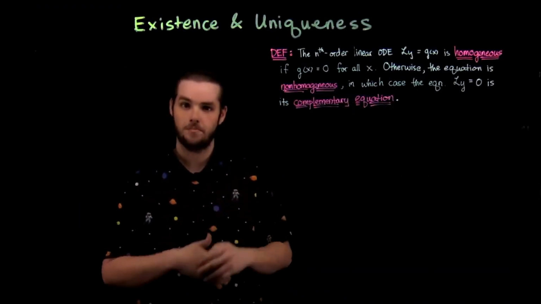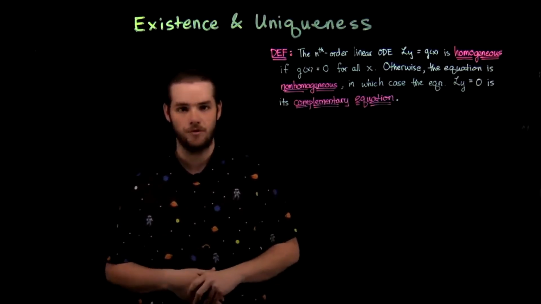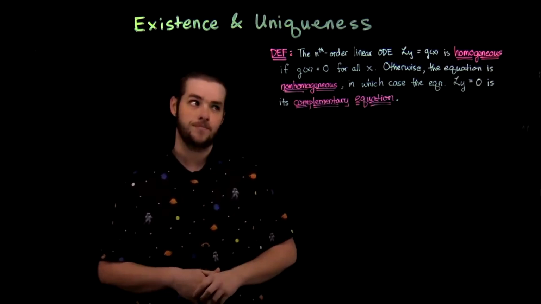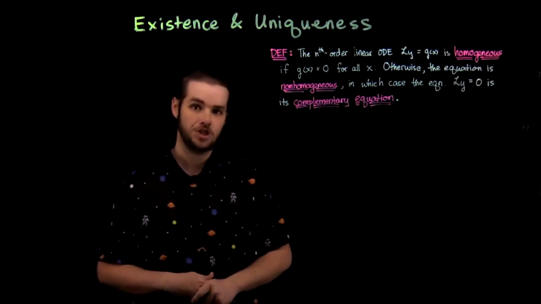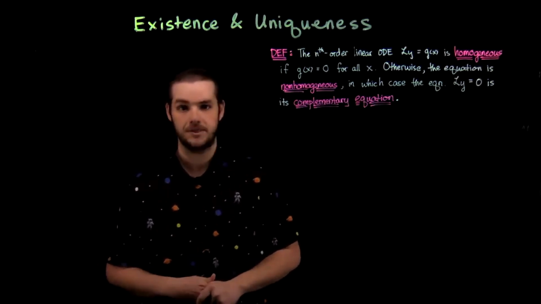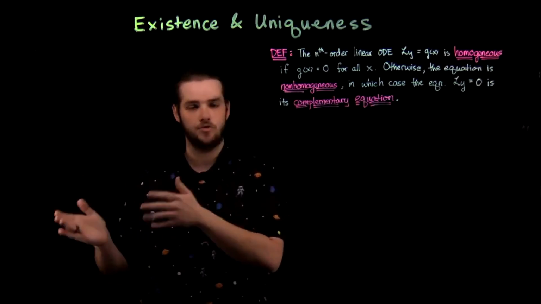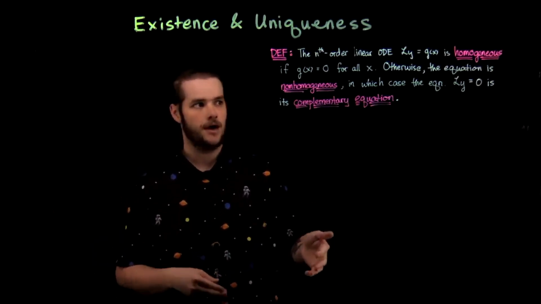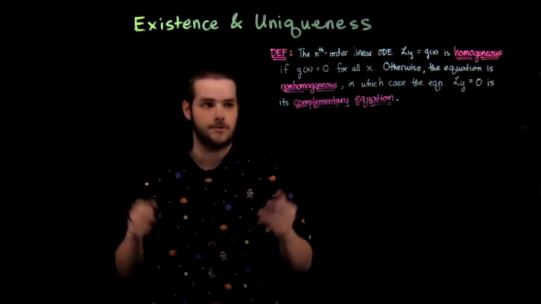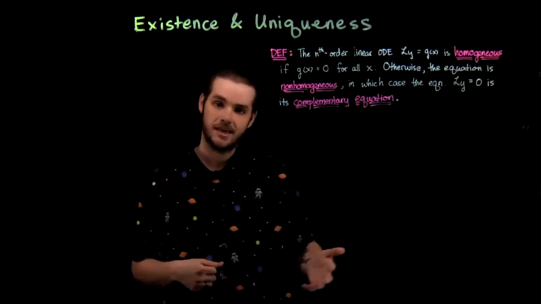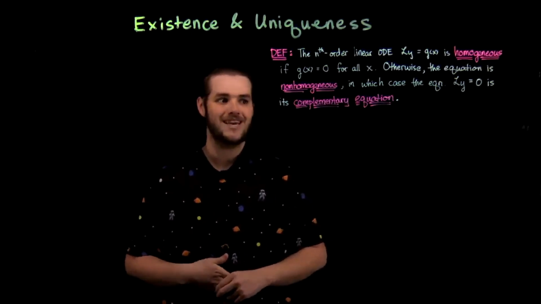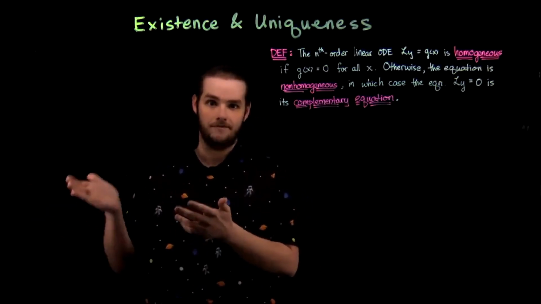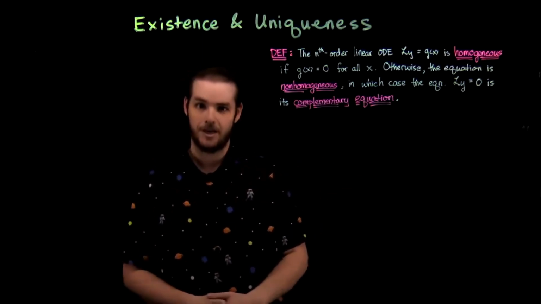One last quick piece of vocabulary before we move on to the good stuff. An nth order linear ODE, Ly equals g of x, is homogeneous if g of x is equal to 0. So in other words, as long as the right-hand side is 0, we call that homogeneous. Otherwise, it's non-homogeneous. Go figure. In the event I have a non-homogeneous equation, we call its complementary equation the version of that problem I would get if I just wrote 0 instead of the right-hand side.